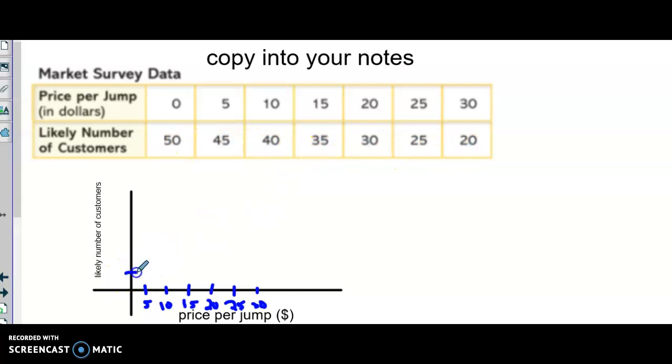I'm going to count this by 10s. 10, 20, 30, 40, 50. And the halfway point is going to be like my 45 or my 35, my 25, my 15, or my 5. Okay? So what we're going to do now is plot each of these points. So 0 and 50. When the price per jump is 0, we're going to have a point up here at 50. When the price per jump is 5, we have a point at 45. And remember, that's my halfway point.